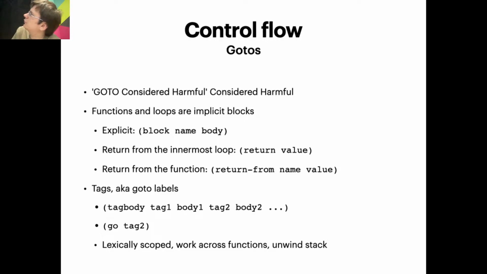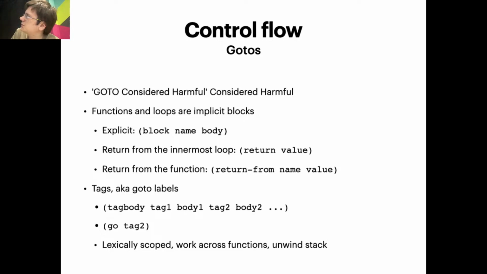We can then return from. We can return from our implicit block as in the loop by calling this form return, and then we can specify the value it would return, or we can return from our function or any other explicit block with the return-from form, where we specify either the name of the function or the name of our explicit block.